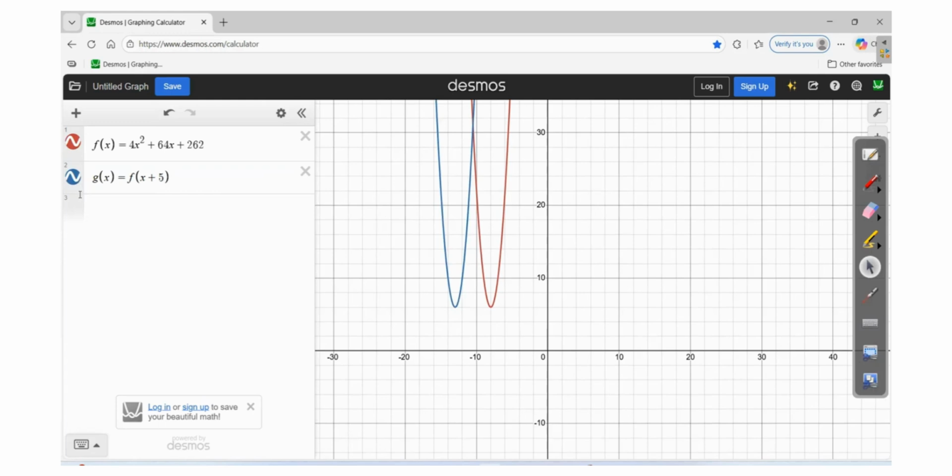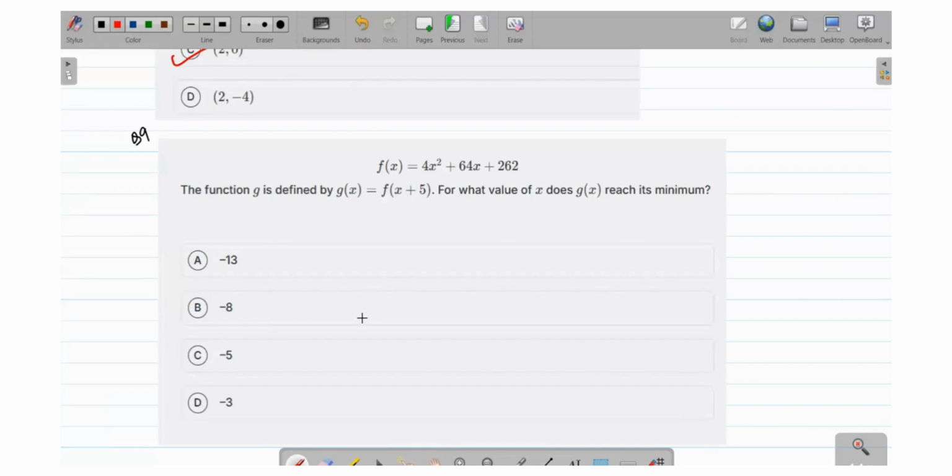Because to avoid any confusion, you can clearly see that this one is your initial graph and the blue one is your final graph. Now, when your initial graph has shifted, by how many units you can clearly count. The x coordinate was minus 8 here and the x coordinate is minus 13. So clearly the parabola has been shifted by 5 units to the left. And that is how you can observe that when x was equal to negative 13, the new parabola, which is g of x, is reaching its minimum. And that is how you can get the minimum possible value of x here. Hence, option number A would be your correct answer.